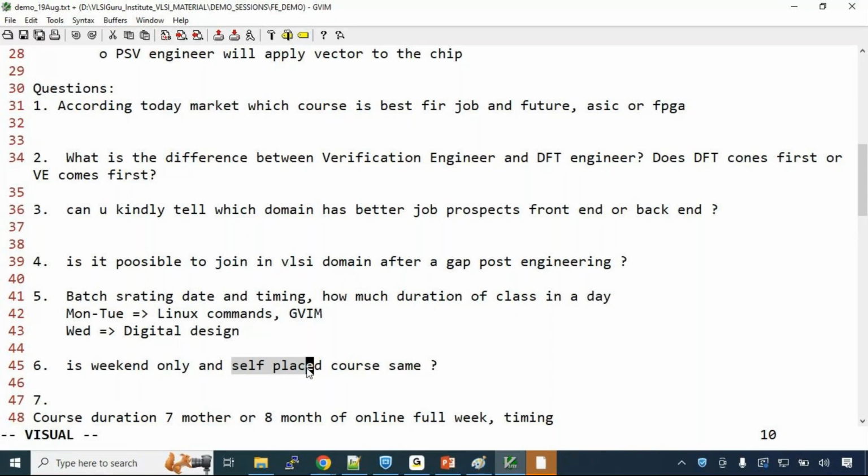But the advantage here is you have one more flexibility. Let's say on Monday you have a doubt. You don't have to wait till Saturday. The same day you can post a request and get support from the trainer.